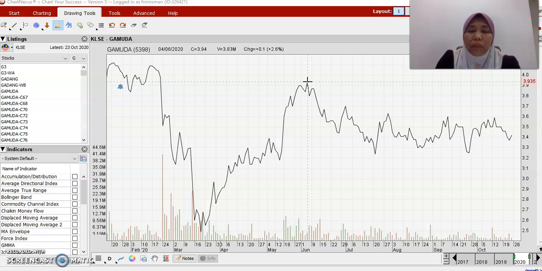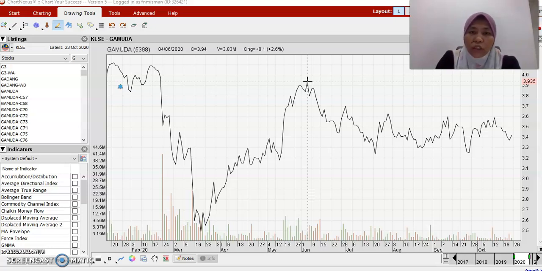As I mentioned, the line chart is the simplest chart, so it's easy for beginners, especially students or any investor who is just new to the market. They can use this type of chart when they want to analyze a certain stock.